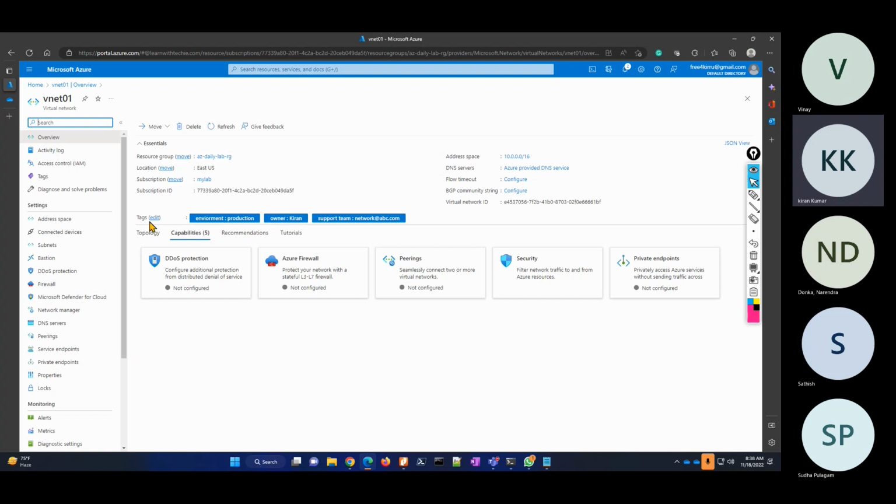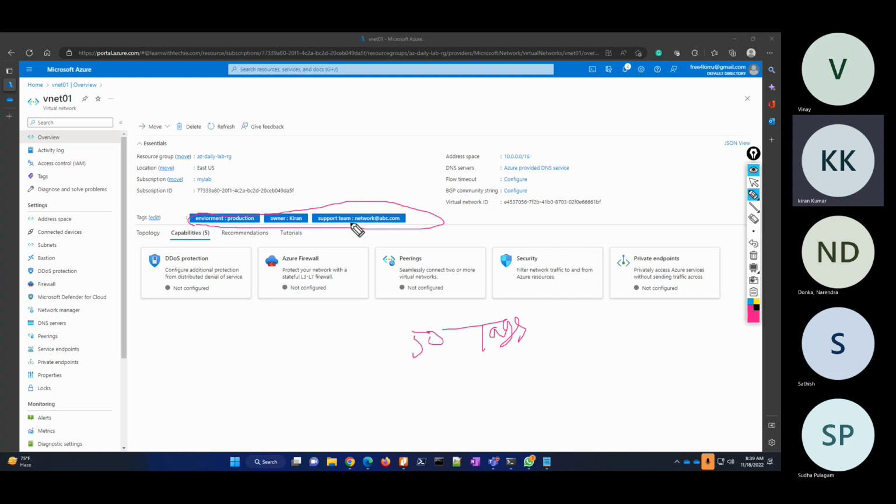So instead of that, go to this resource, and when deploying it, we provide the tag. You can see, guys, the tag values are available: environment, owner, support team, the purpose of this application, and everything you can mention. Up to 50 tags you can associate. Right now I associated only 3 tags.